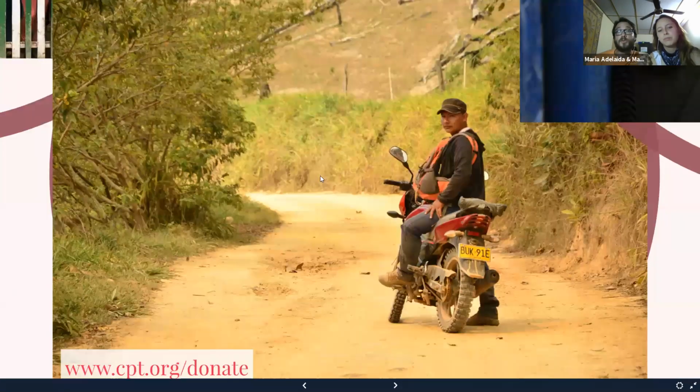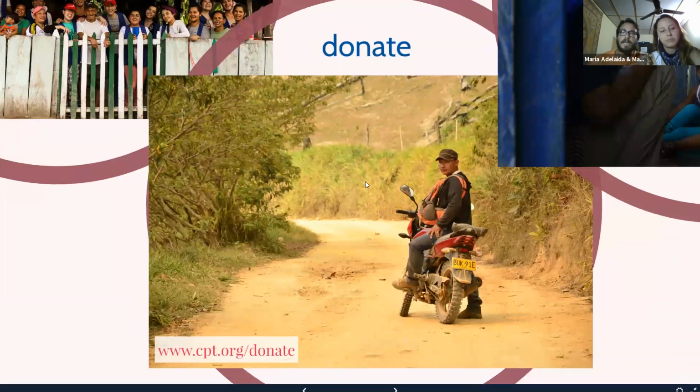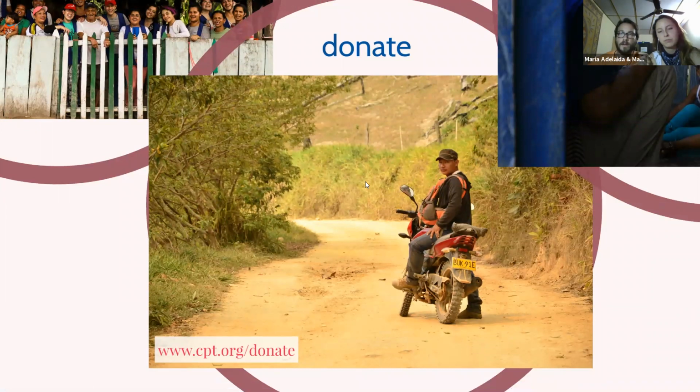What else? We want you to support us through donations. CPT gets the vast majority of its money from individual donors, people putting $10 or $50 a month or whatever they can into CPT. Around 70% of our budget comes from individual donors, people like yourself, like your family, willing to donate to a good cause. So help us accompany Moncho.